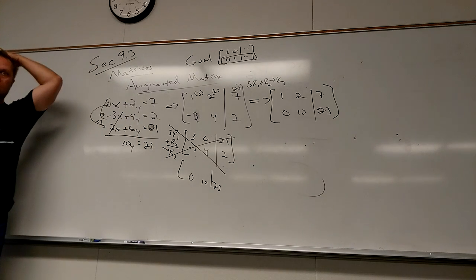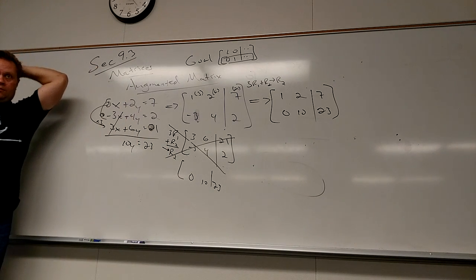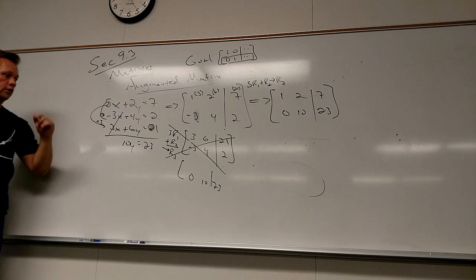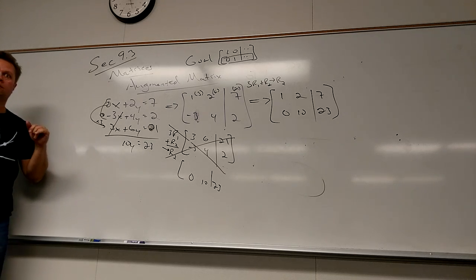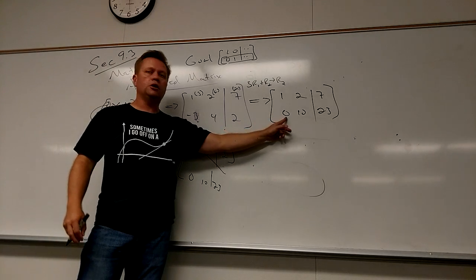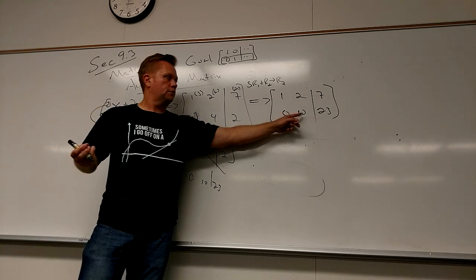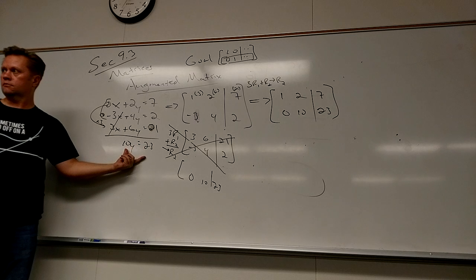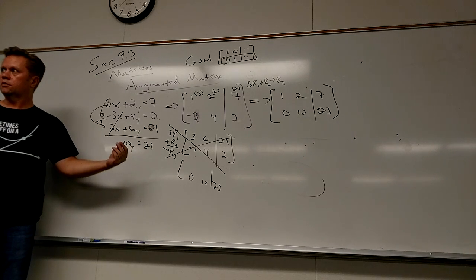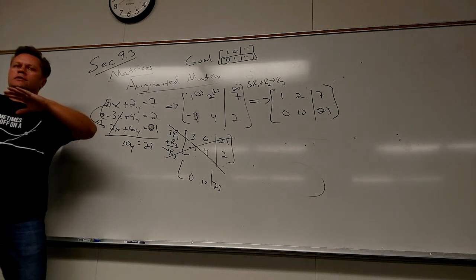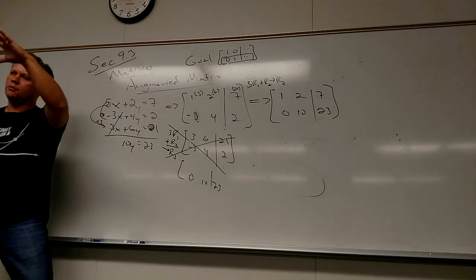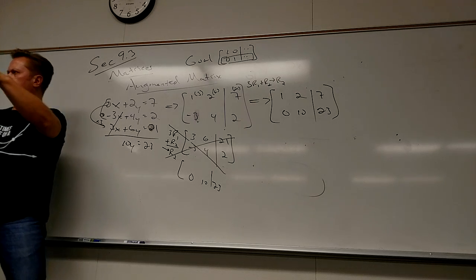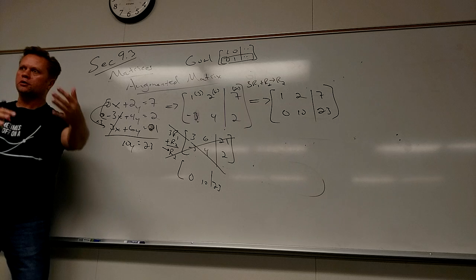But then you're not getting the 10y. Yes, we are. What does this second row say? 0x plus 10y equals 23. That's right? So what are we doing right now? Why is this taking a long time? Because we're trying to figure out what matrices do, how they relate to what we would do anyway, and what it looks like when it's in a matrix.